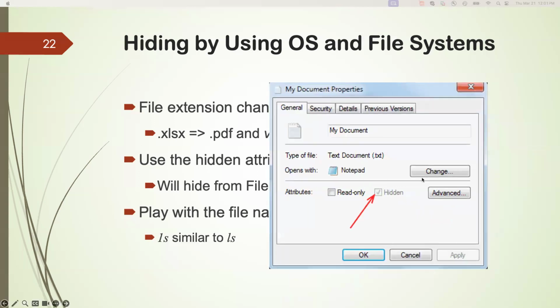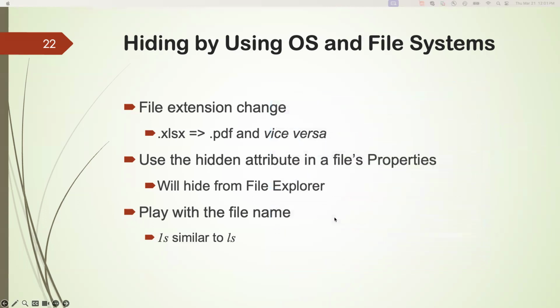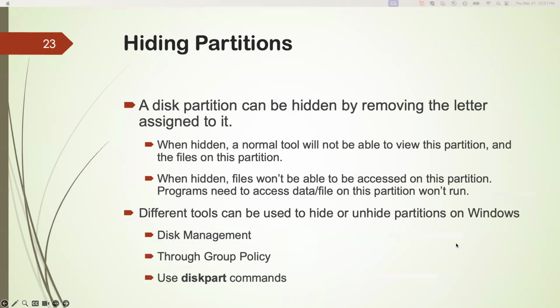So here's the screenshot of hiding files from these documents. Just right click on any file, go to its properties, and over there you can select this tab and hide the files. And here is the example of playing with the name. So google.com and GOO1e.com might appear the same if you are not paying attention to the file names.